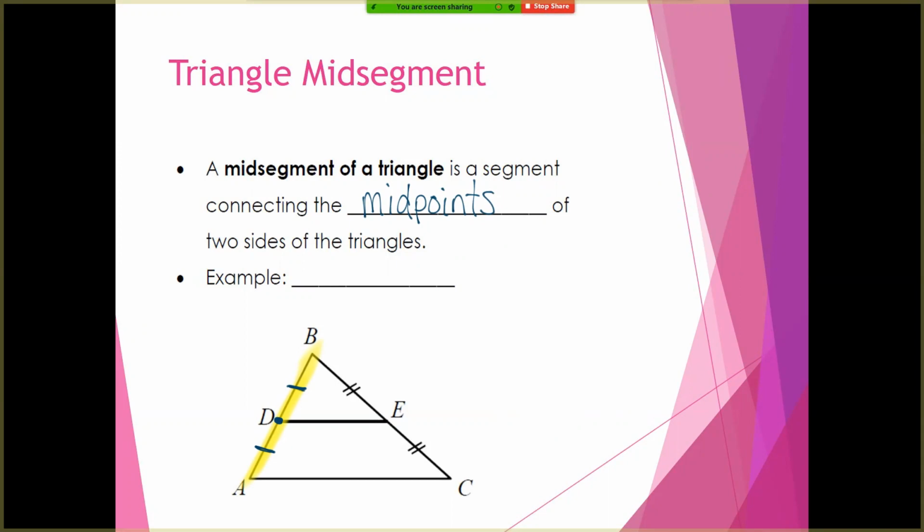If I look over on this side, if I look at side BC, I know that E is in the middle because BE is marked congruent to EC. So since I have two sides that have midpoints, D and E, then the midsegment is the line that connects those 2 points. So line segment DE is the midsegment of this triangle.